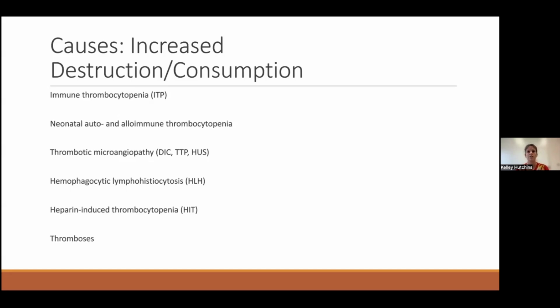HLH, so patients who present with fevers frequently will have these cytopenias as one of the diagnostic criteria that you could see in HLH. Heparin-induced thrombocytopenia is not common in pediatrics, but we have definitely seen this, and it does exist. And then thromboses. This is part of that consumption piece. If someone's having a clot, platelets like to go to areas of thrombus.